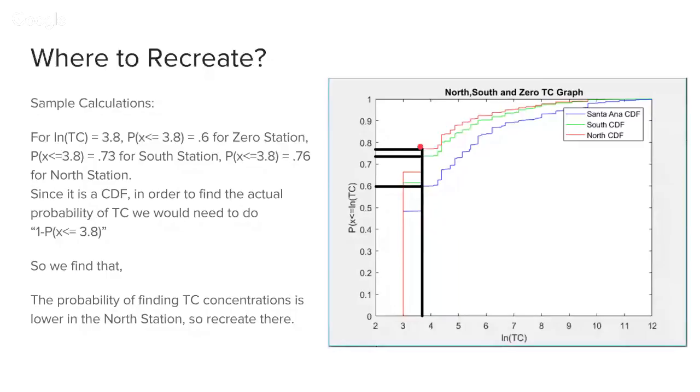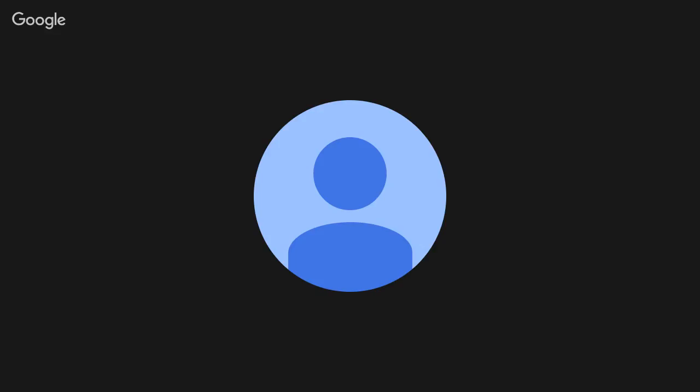So to find the chance of the actual concentration being higher, it's 1 minus the probability of X being less than 3.8. So the north station had the lowest probability of having a higher TC concentration. So that would be the area you'd want to recreate in, because you'd have a better chance of having lower TC concentrations. So part two was finding some parameters and fitting a curve to our CDF.